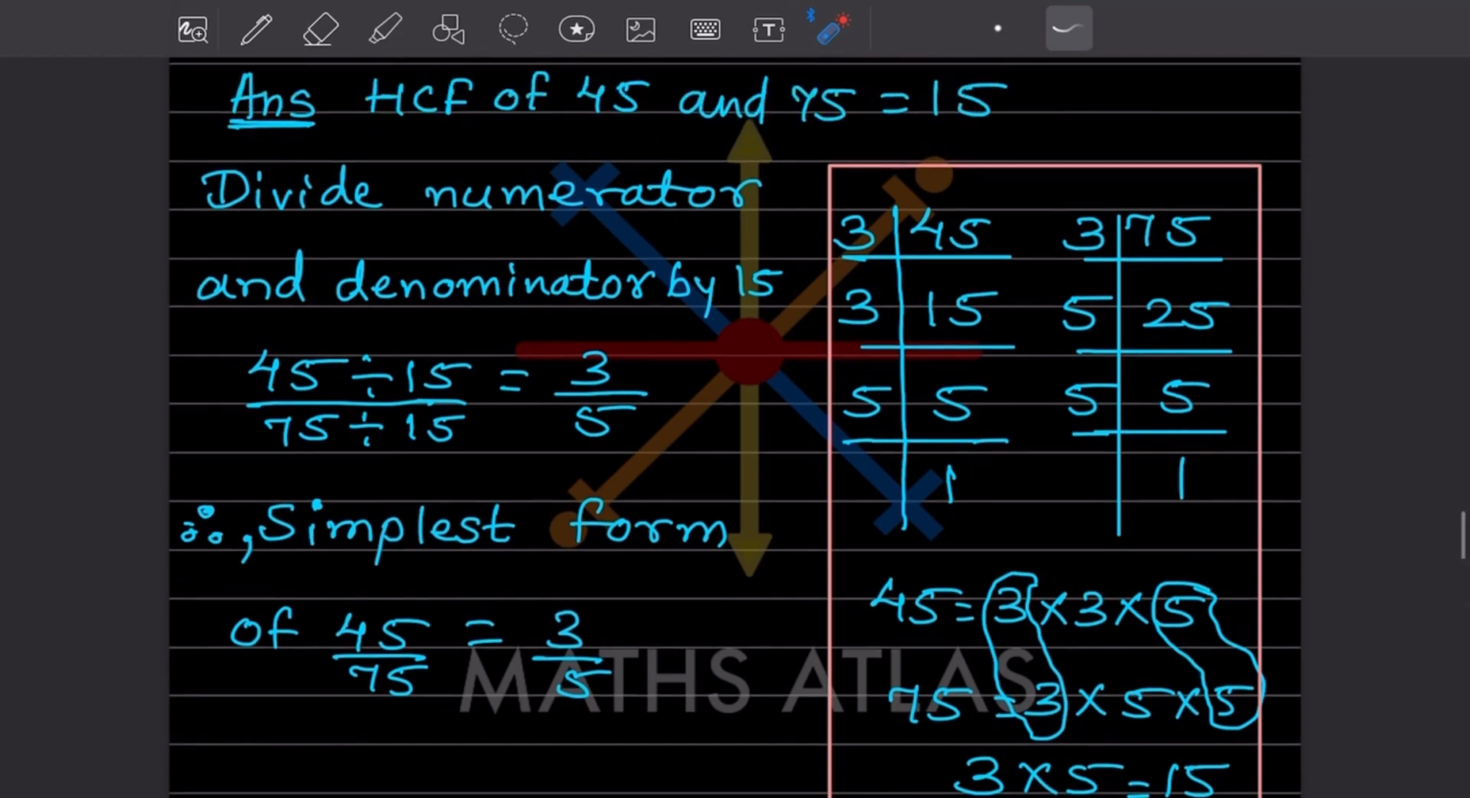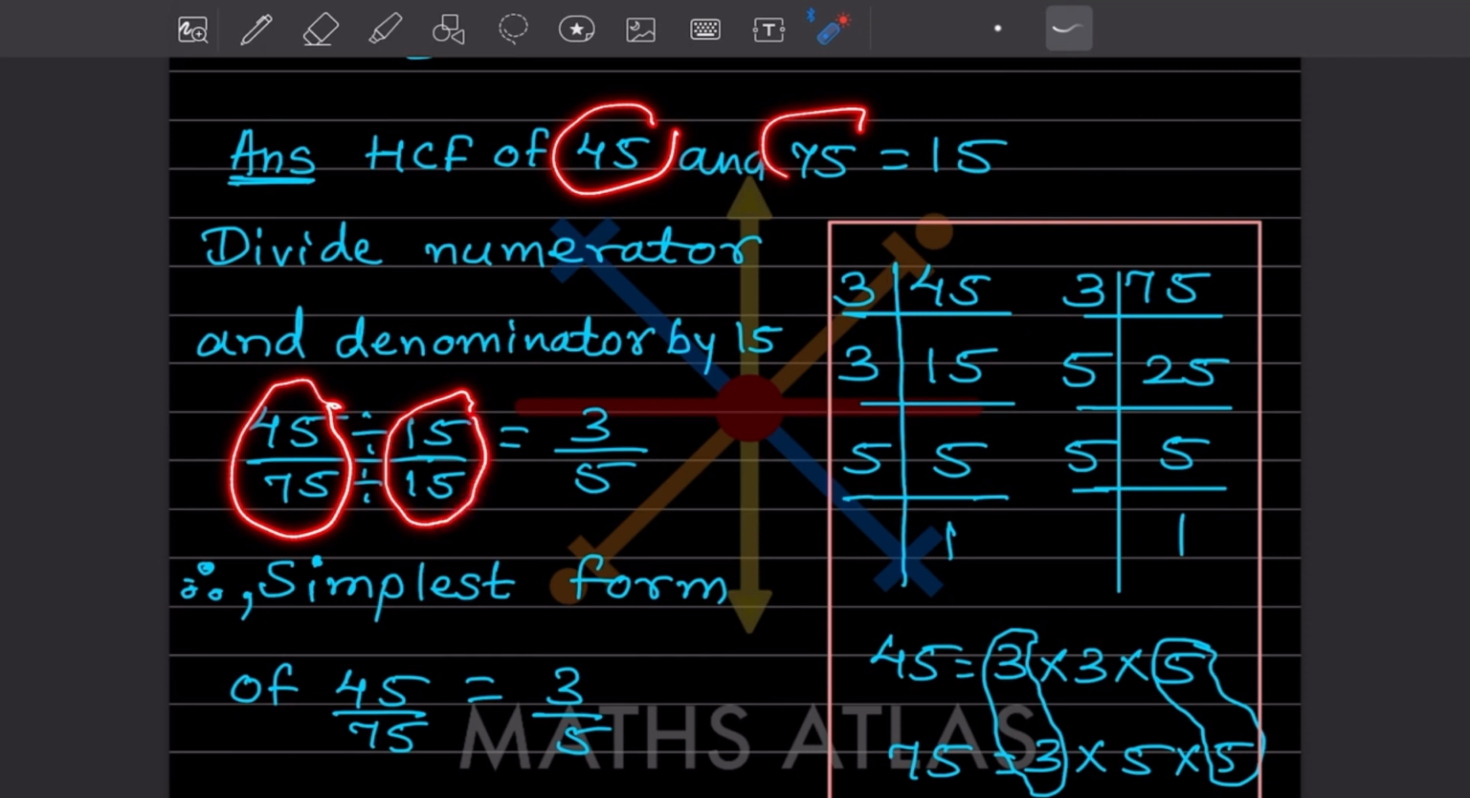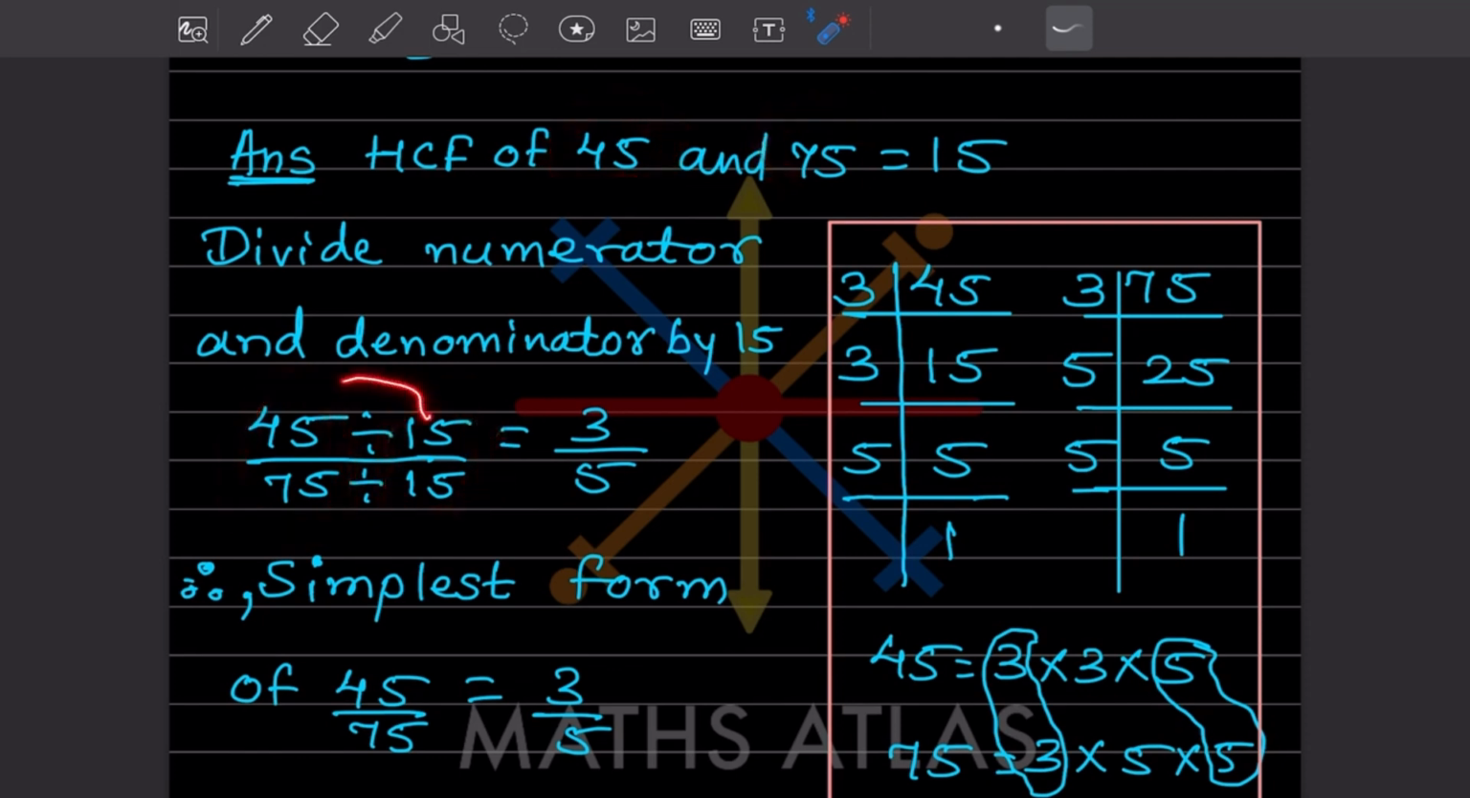Okay, so now look here. You got 15, right? This was 45 and 75, so 45 by 75. You are going to divide by 15, the HCF you got. Divide the numerator and denominator by the same 15. Now you know 15 times 3 is 45, and here 15 times 5 is 75. So 3 by 5 is the answer, which is the simplest. You cannot simplify this further.